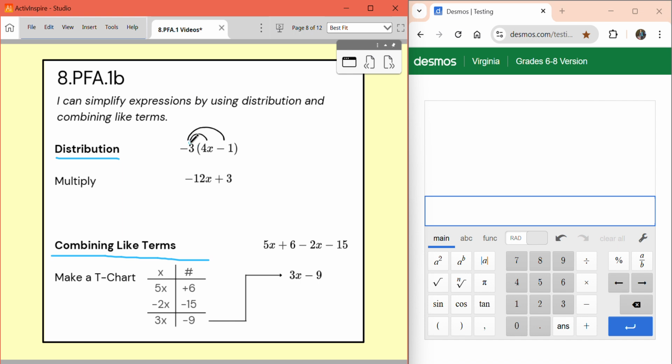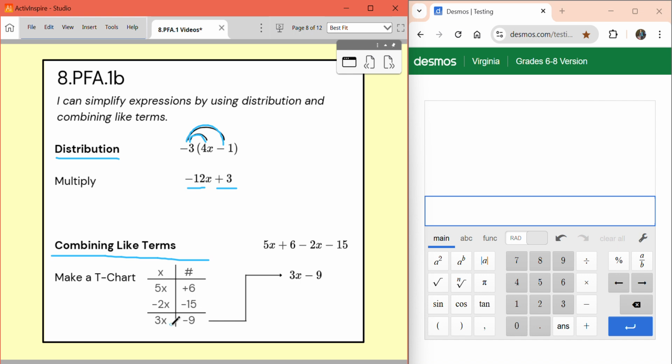Okay, distribution means you take whatever is on the outside of the parentheses and you multiply it by all of the terms on the inside of the parentheses. So -3 times 4 is -12. -3 times -1 is +3. Boom, that one is done.